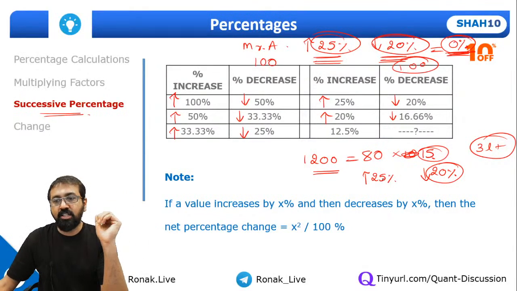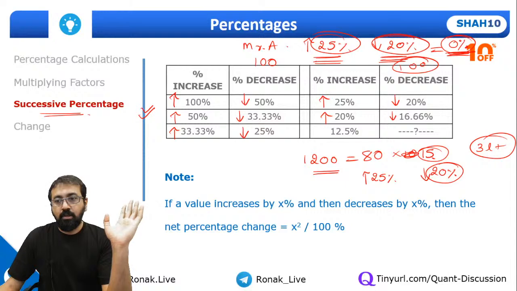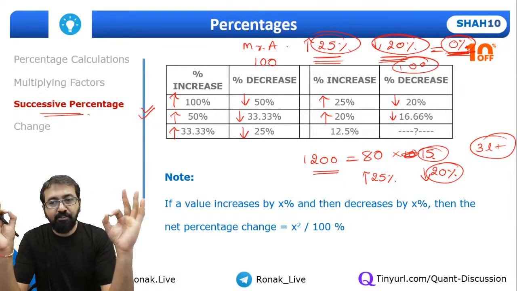In such a situation, this concept of successive or pair of percentage increase decrease becomes very handy. Guys, are you all clear? Everyone?